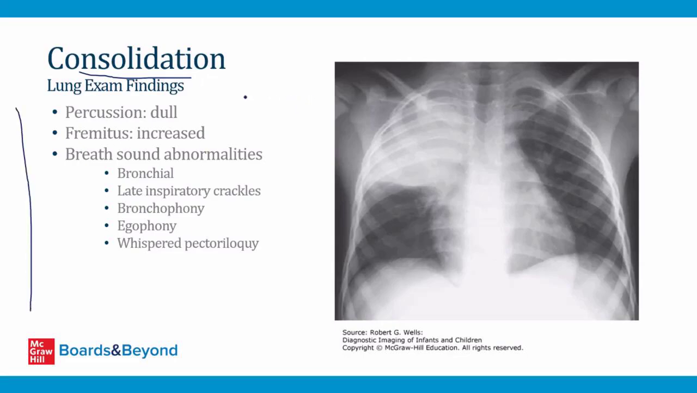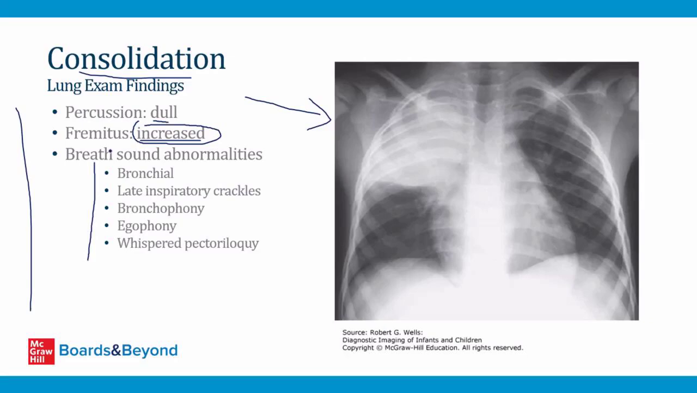So when you have consolidation, like for example, this patient here who has a right upper lobe pneumonia, percussion will be dull. Fremitus will be increased, and this is unusual. Fremitus usually decreases in pathologic conditions. And then you can have all these breath sound abnormalities I've described here.